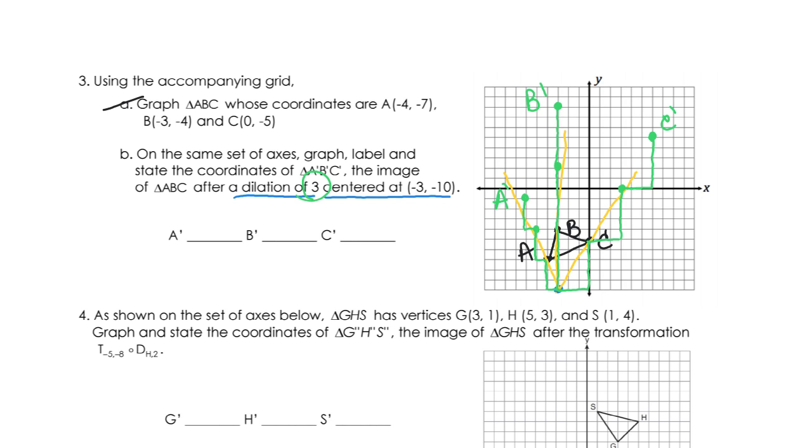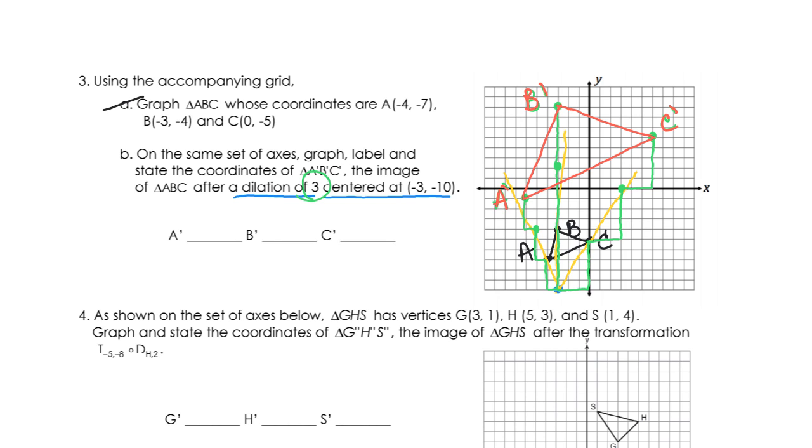All right, I'm going to go ahead and connect my A prime to my B prime to my C prime. And notice my two triangles, the original little black one and my red one, they are same shape because all the angles are the same still. It's just that the sides grew 3 times in length.